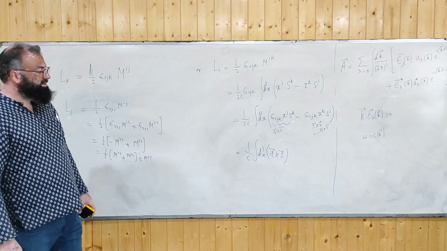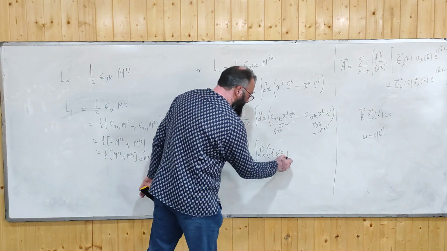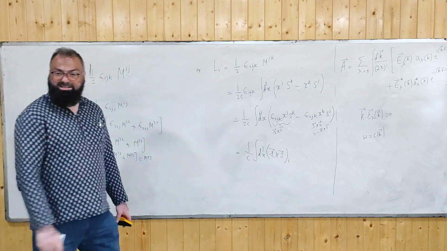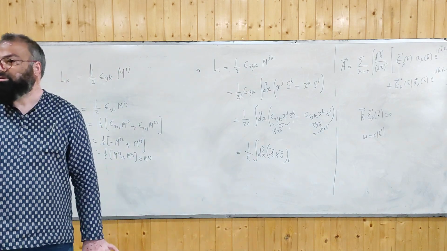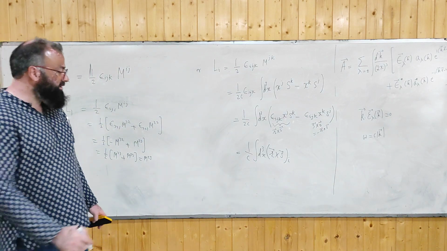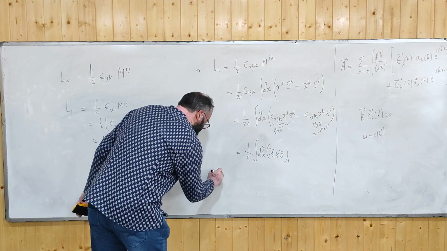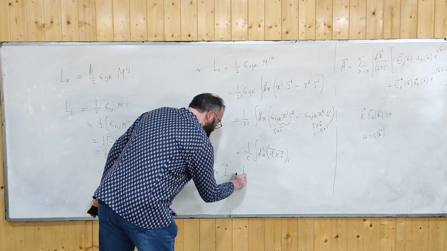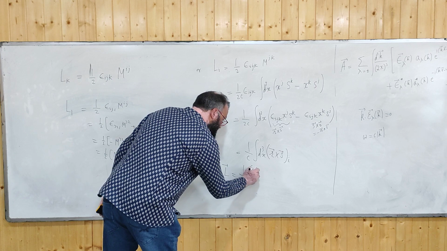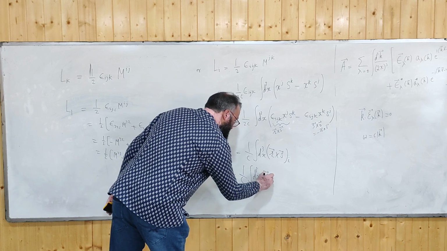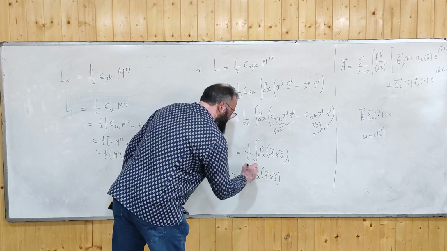So it is actually the ith component of r cross S. Got my point? So the angular momentum L is given by 1 by C integral d3x r cross S. So that means it is related to the Poynting vector.